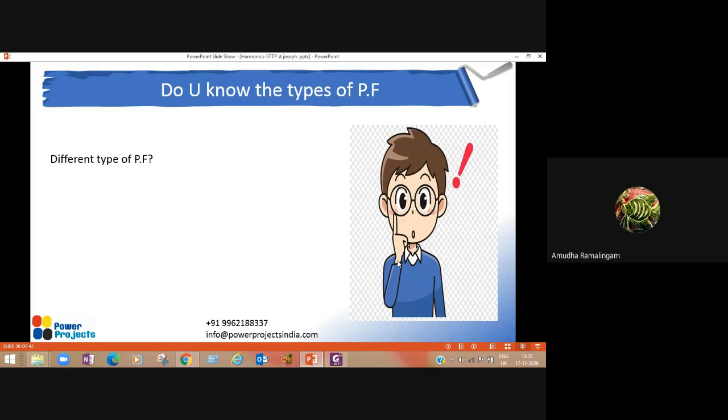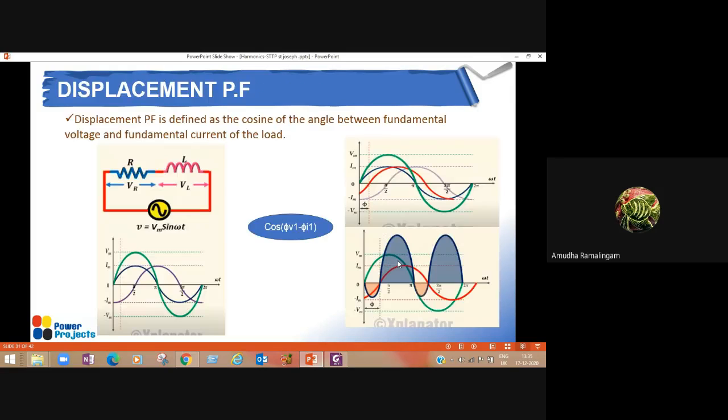So do you know what all the types of power factor are? So far we would have seen only the displacement power factor, or fundamental power factor, which is nothing but the cosine of the angle between the voltage and the current of the load. That is cos of phi 1 minus phi 2, the cosine of the angle between voltage and current.